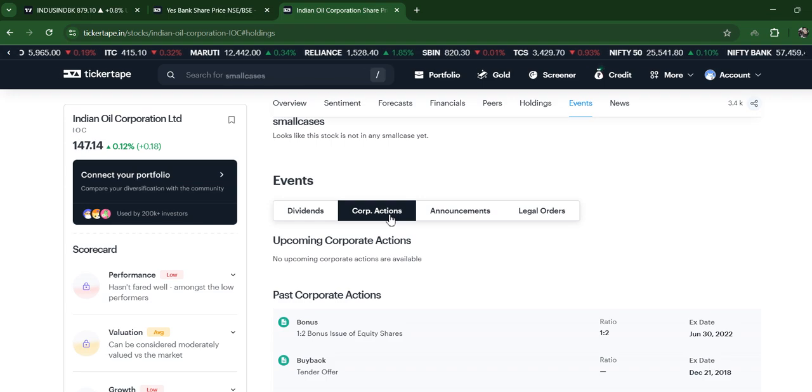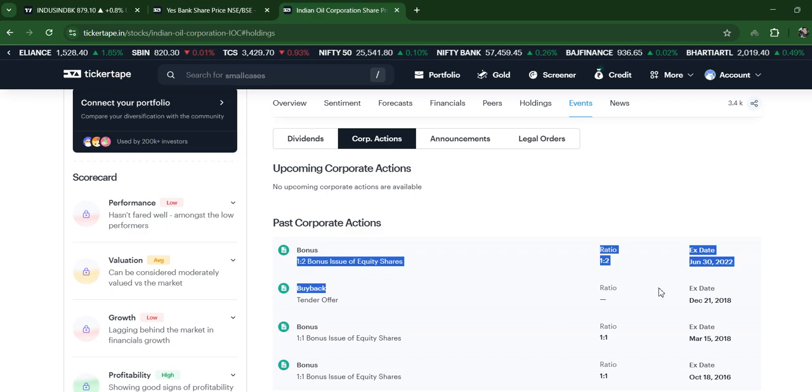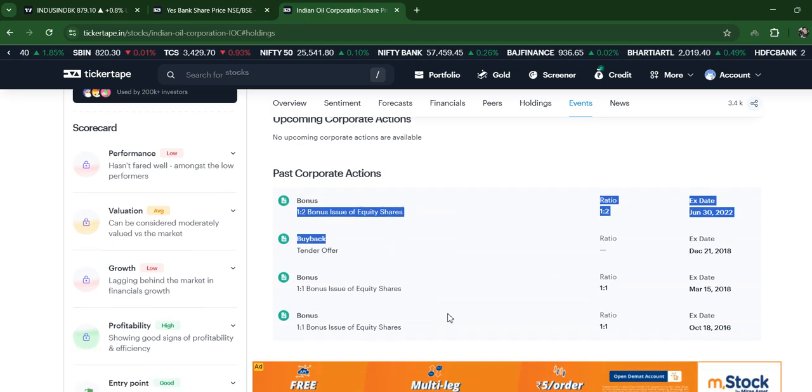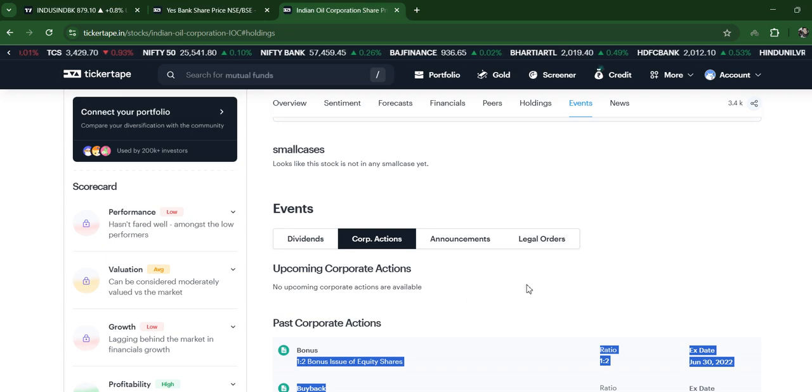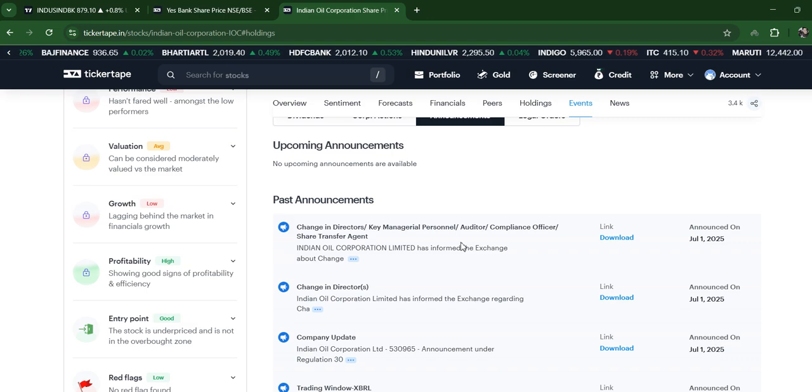Secondly, the corporate action. Now, the company may also look for buyback, bonus, and all those shares for the investors who have made an investment in this company and are holding equity. So if you check, a 1:2 bonus issue was made and the date is given, the buyback is given, again the company has given a bonus. So all this data helps you to make an investment. And I'll not say just an investment, you can have a clear understanding of why exactly you need to make an investment.